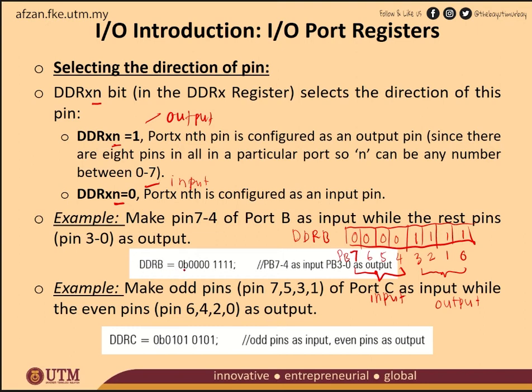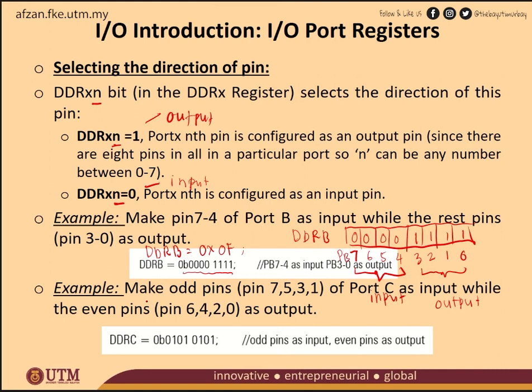DDRB equal to 0B00001111, or you can write down in hexadecimal equal to 0x0F. But for this kind of situation, to select a certain bit as input and a certain bit as output, I prefer to use the binary representation. Because it is easy for us to identify which bit we are going to make an input and which bit we are going to make an output.